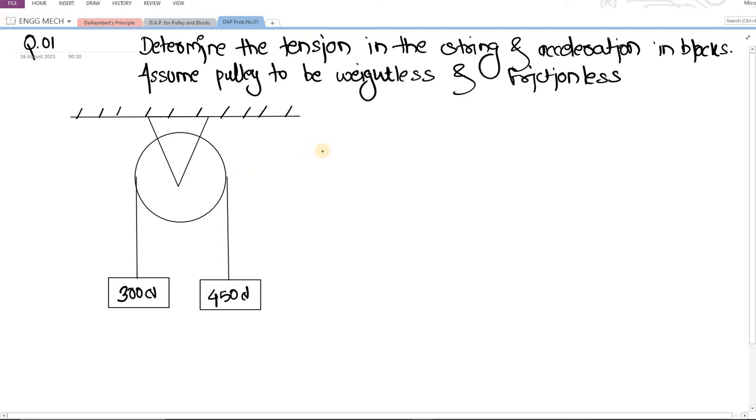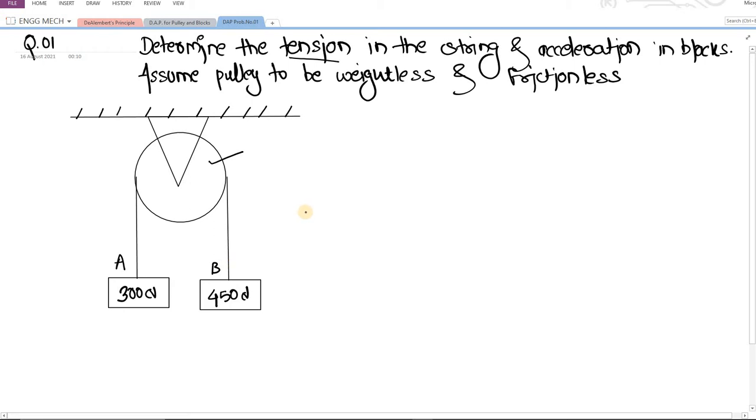So in this problem, we have been told to determine the value of tension in the string and acceleration in the blocks. Okay. So this is a frictionless weightless pulley. Then there are two weights, 300 Newton and 450 Newton. Now let's name them as block A, and let's say this 450 Newton block is block B.